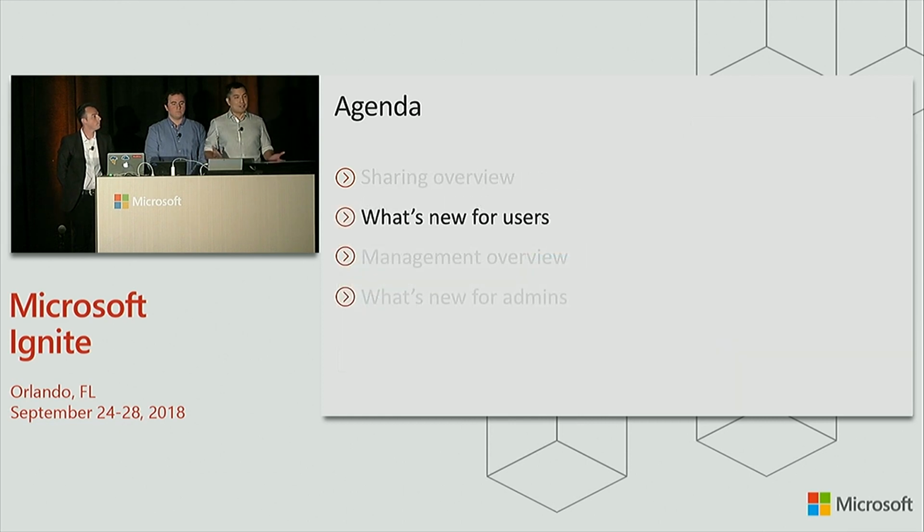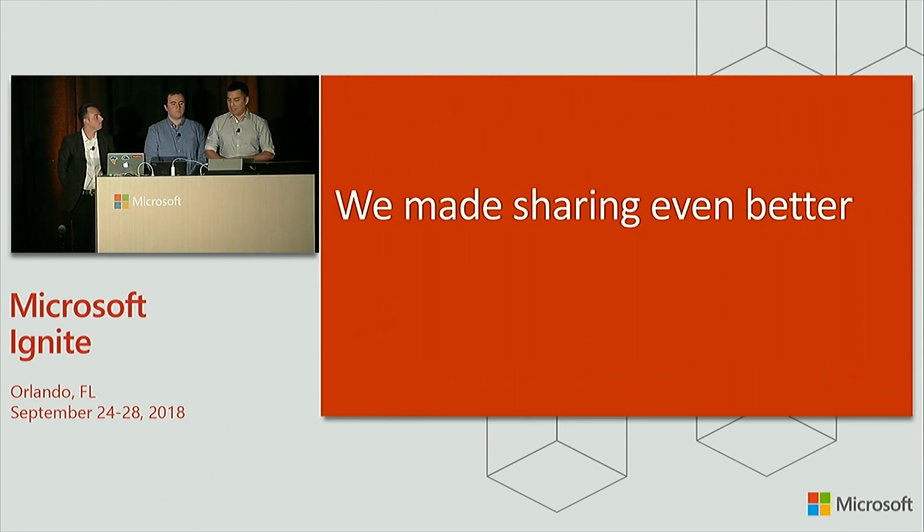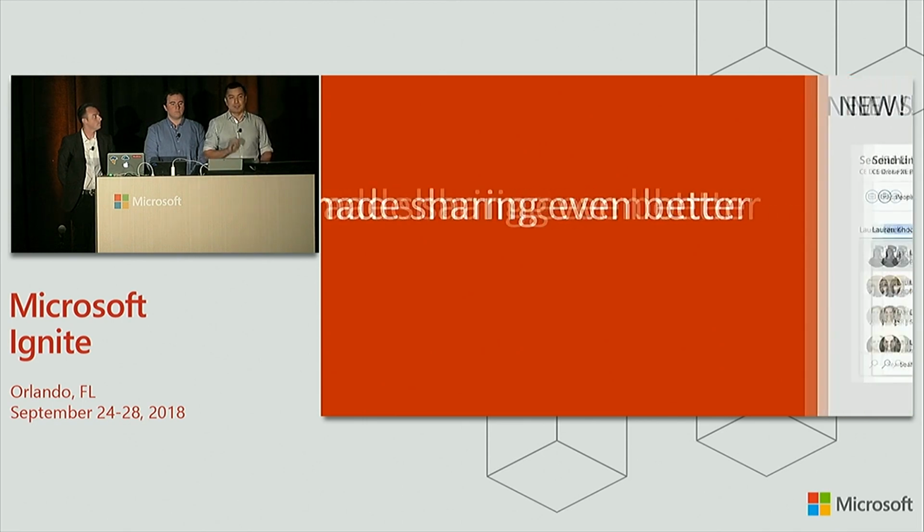But the title of the talk is what's new, and so we want to go through what's new, and there's a lot of it. And so we've made sharing even better with a number of improvements to Office 365. If you've looked at OneDrive, if you've looked at SharePoint sometime in the past, take a look again. We're always adding new capabilities, and there's always more to see.